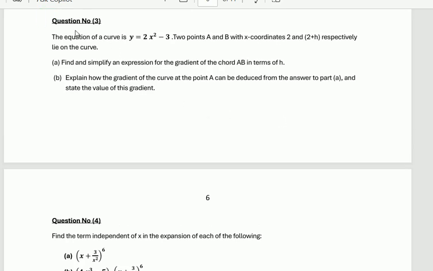For question number 3, the equation of a curve is y equal to x square minus 3. Two points A and B with x-coordinates 2 and 2 plus h respectively lie on the curve. Part A: find and simplify the expression for the gradient of the chord AB in terms of h. Part B: explain how the gradient of the curve at the point A can be deduced from the answer to part A, and state the value of the gradient.